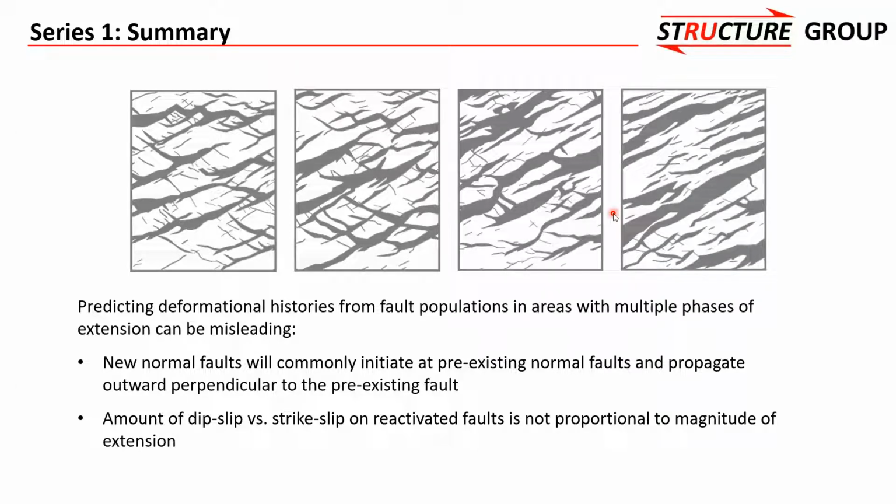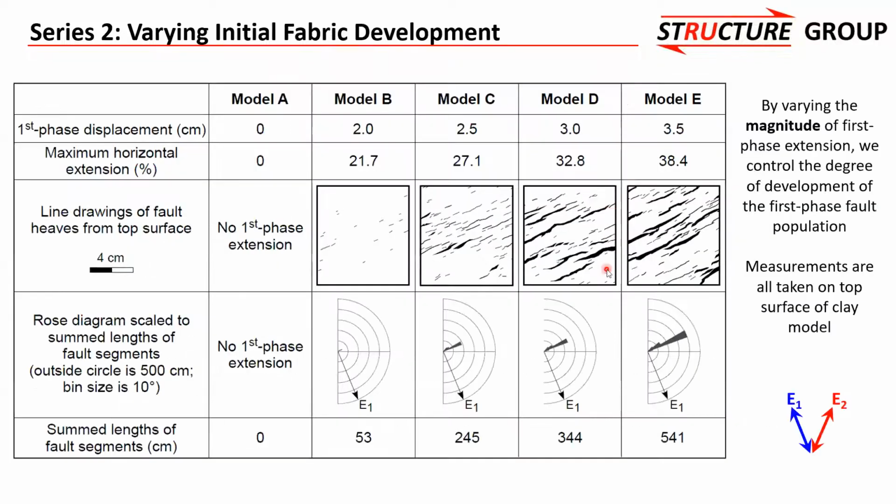So now I'm going to go on to the series 2 models. And in this case, instead of varying the angle between the extension directions, I varied the initial fabric development. And I did that by varying the magnitude of the first phase extension. So instead of worrying about the angle of E1 in this case, I actually just limited how much I would extend the model. And that is listed here in this table.